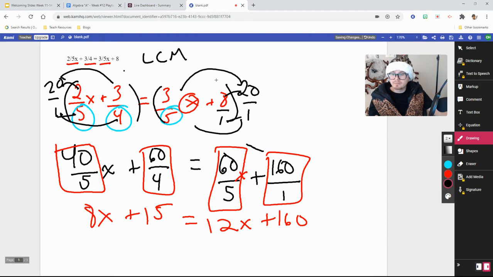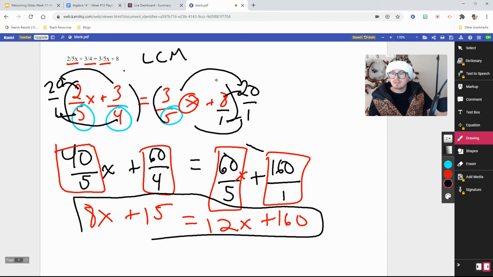At this point, this is just an equation that you can solve, right? You can subtract 8x on both sides. You can subtract 160 on both sides and divide and be done. I'm not going to do that right now because I want to get to the next question. So if you guys have questions about this, let me know.